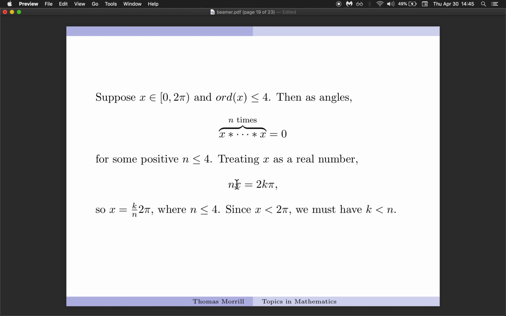So this equation is in terms of real numbers, so I can just say that my x has to be equal to k divided by n times 2 pi, and my denominator n has to be less than or equal to 4. I can go a little bit further than that and say that since x is supposed to be strictly less than 2 pi, k, my numerator, has to be less than n.